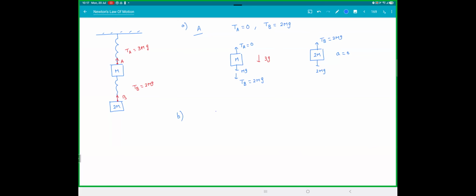Now you're cutting at B, so TB becomes 0. TA does not know something happened with B, so the tension will remain the same. Draw your free body diagram. Tension at A, your own weight mg, and TB has gone. And this is 3 mg. So 3 mg minus mg, you will go up with 2g. Whereas for 2m, TB has become suddenly 0. Your own weight is 2 mg. 2 mg is equal to 2 ma. You'll fall down with g.